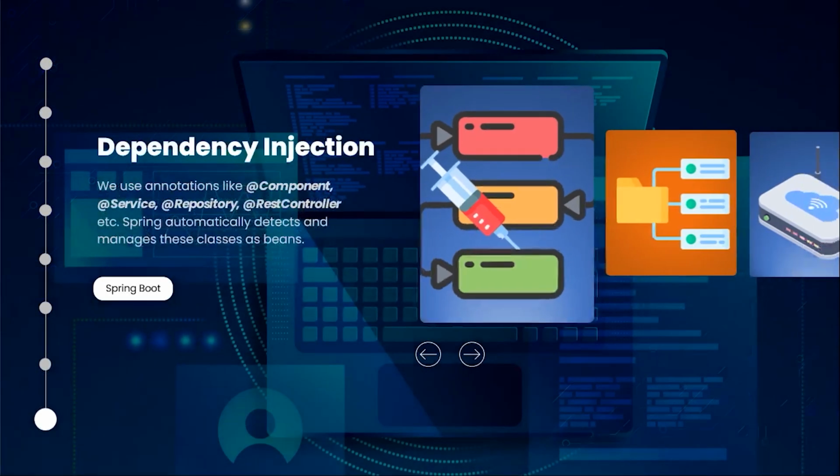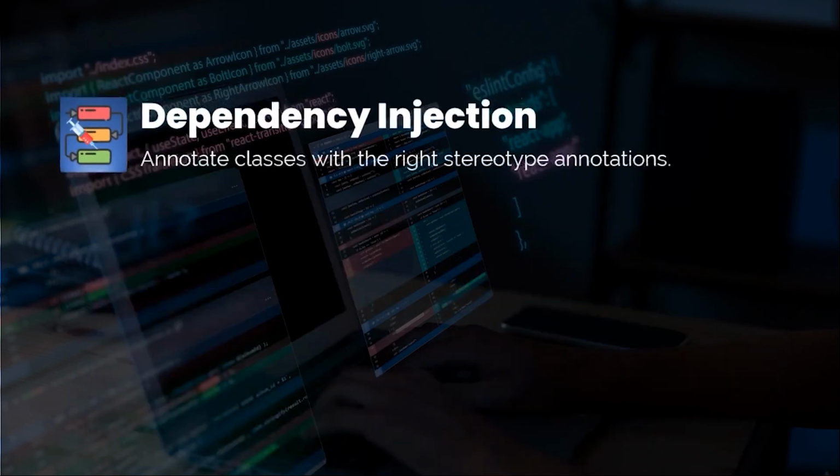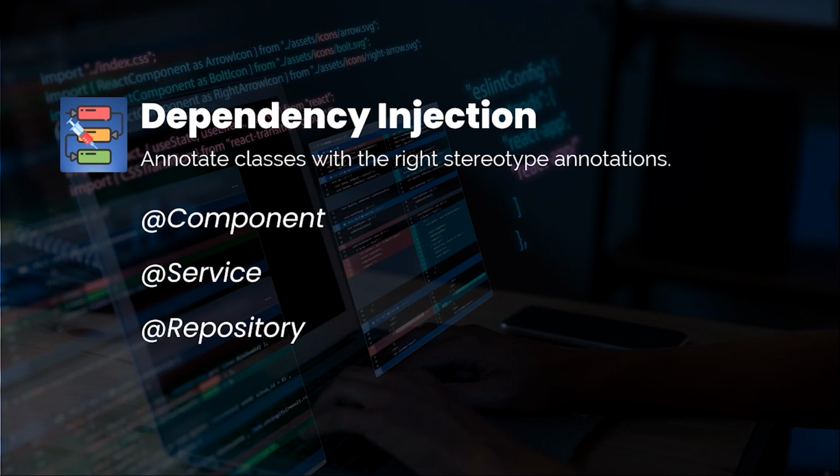Now let's talk about one of the core features that makes Spring Boot so popular, dependency injection, or simply DI. In simple terms, dependency injection means we don't create objects manually but let the framework provide them for us, ready to use. This helps in separating concerns, writing cleaner code, and improving testability. In Spring Boot, we just need to annotate our classes with the right stereotype annotations like @Component, @Service, @Repository, @RestController. Spring will automatically detect and manage these classes as beans.